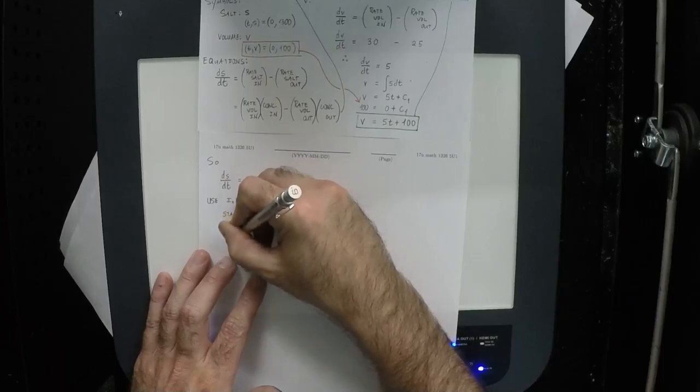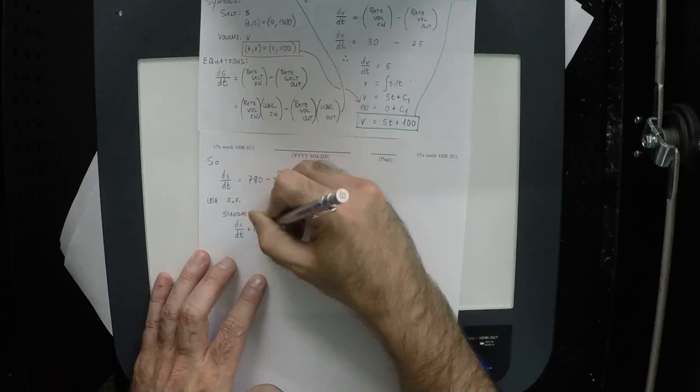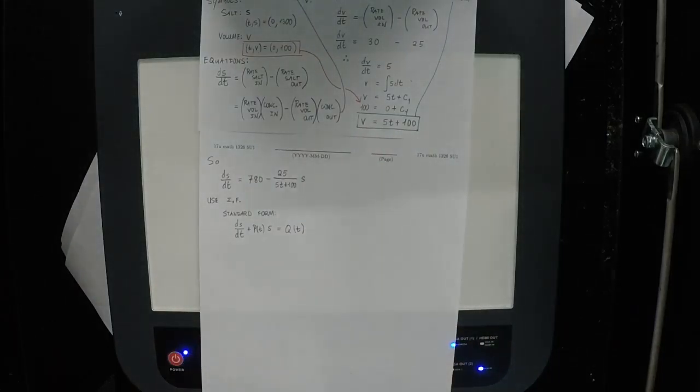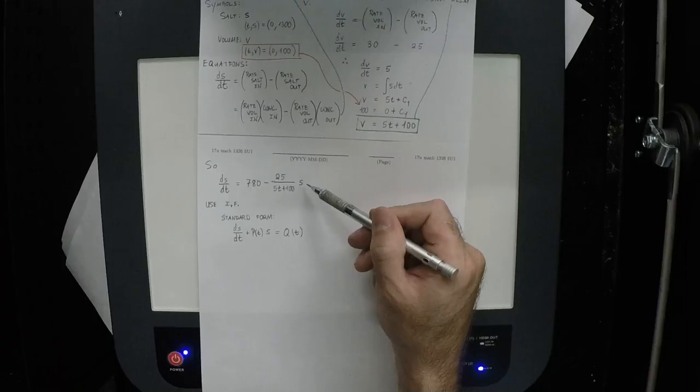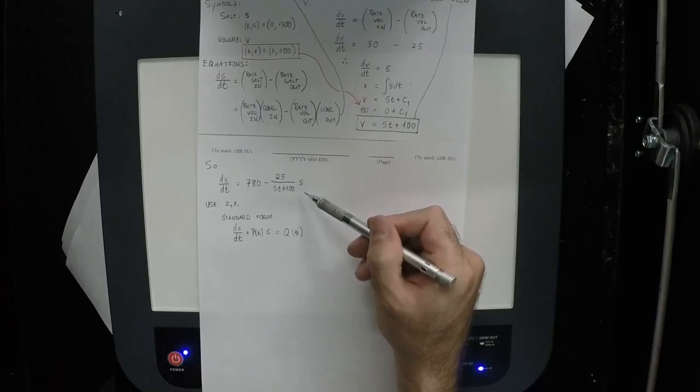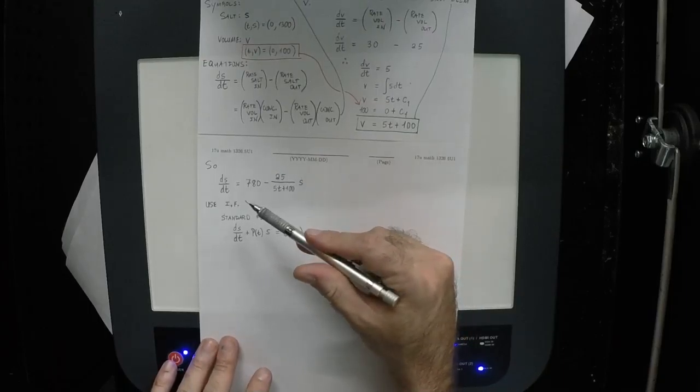The standard form is dS/dt plus P(t) S is equal to Q(t). Okay. So, if we want to get it in this form, what do we need to do to this? How do we need to manipulate this equation? Yeah, this term that has the S, it's going to have to be moved to the other side.